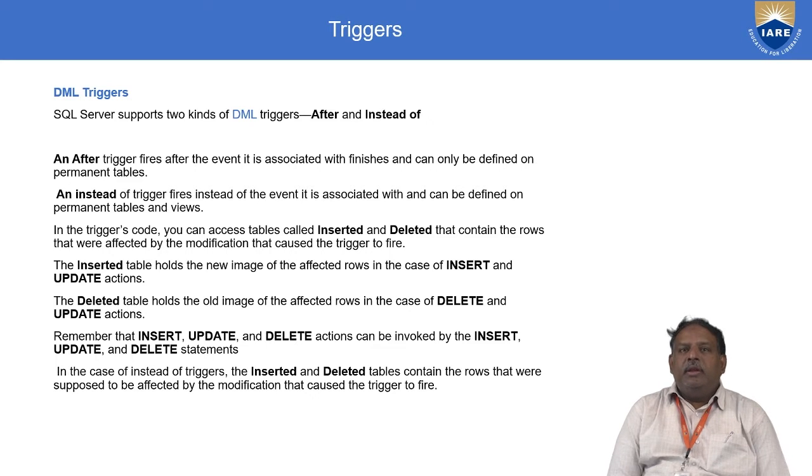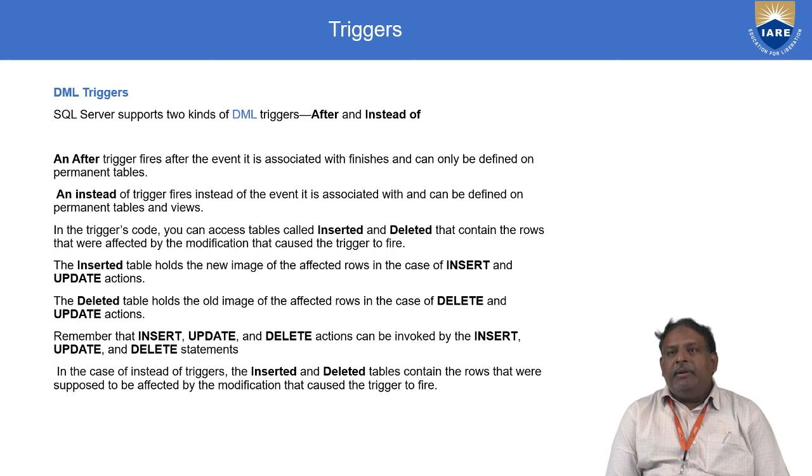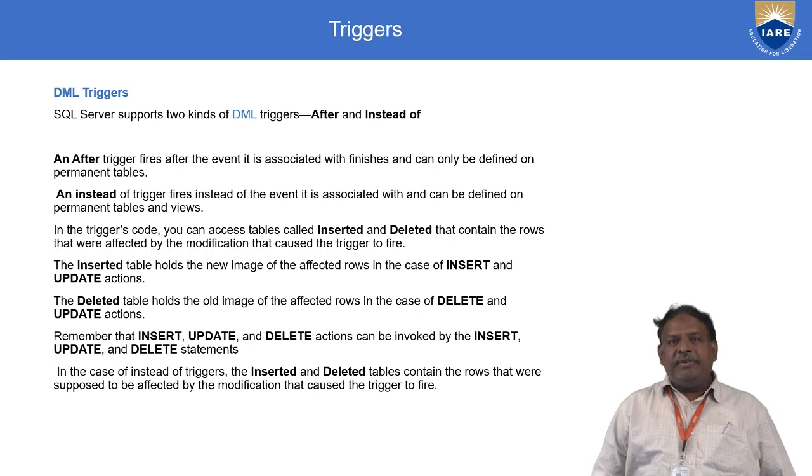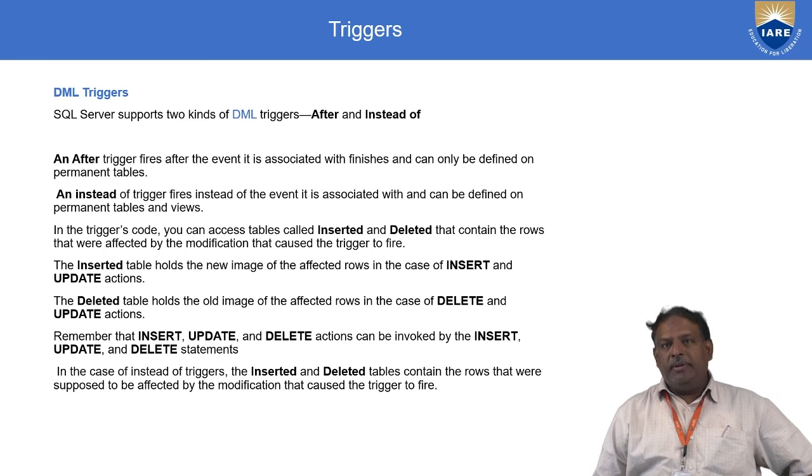Now we'll see what a DML trigger is. SQL Server supports two kinds of DML triggers: after and instead of. After triggers fire after the event that they are associated with finishes, and can be defined only on permanent tables. An after trigger will fire only after that event has finished. That is the meaning of an after trigger.